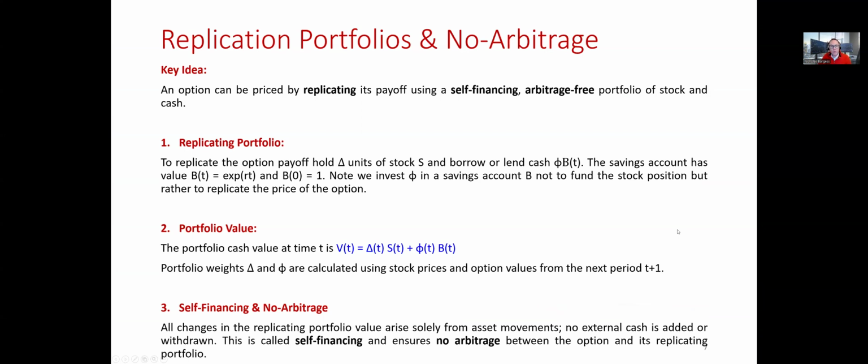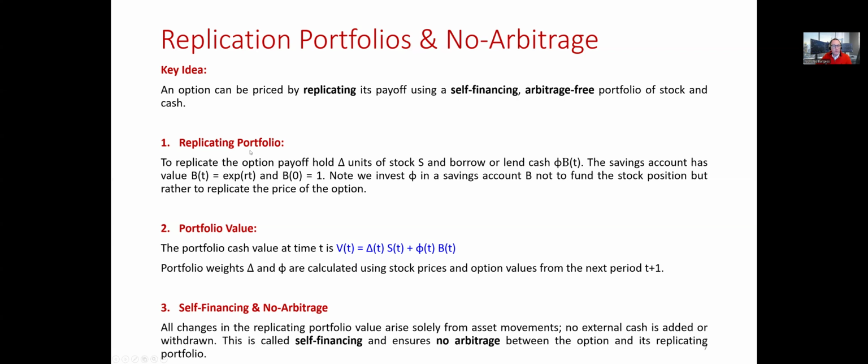The first one we're going to look at is replication portfolios and no arbitrage. An option can be priced by using a replicating portfolio, which is self-financing. It's arbitrage free, and the portfolio is made up of stock and cash. So we can price an option using a replicating portfolio, and there'll be no arbitrage between the portfolio and the underlying option because it's self-financing, which means there's no cash going in or out. There's no profits being made or lost. So that's the idea on this slide. I'm going to take you through that, and it's this blue formula that we need to bear in mind.